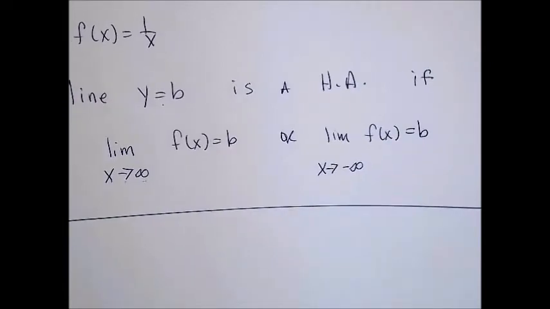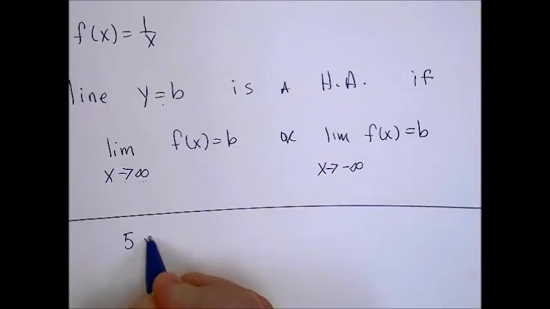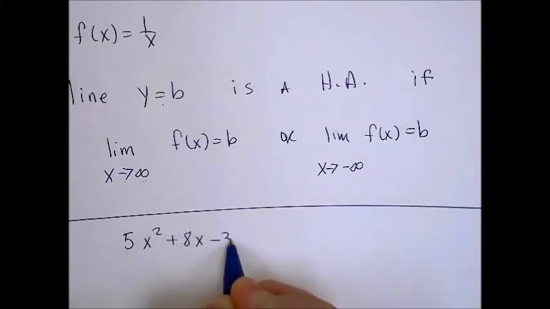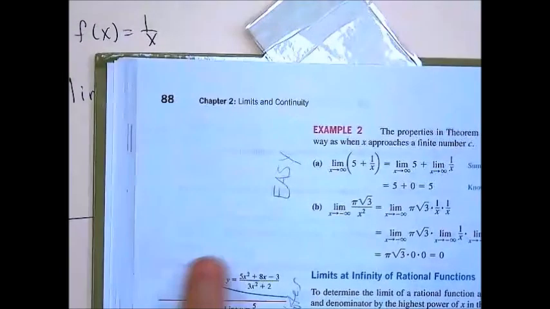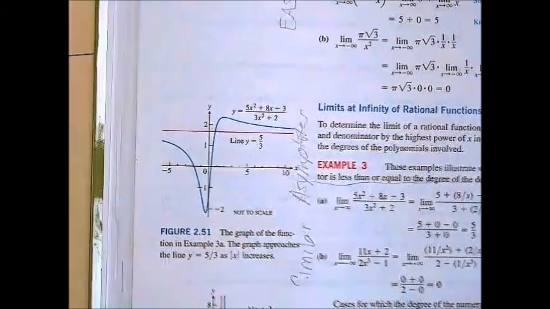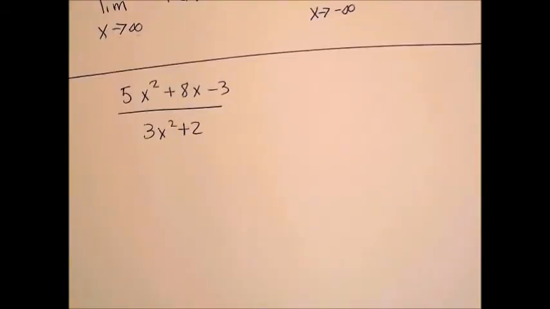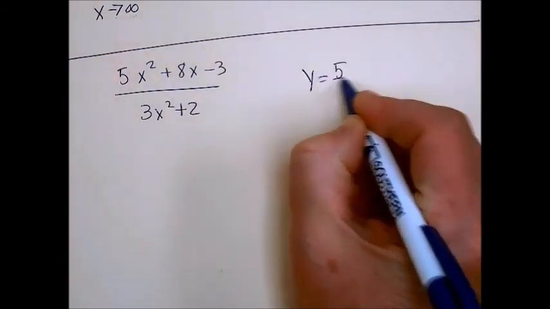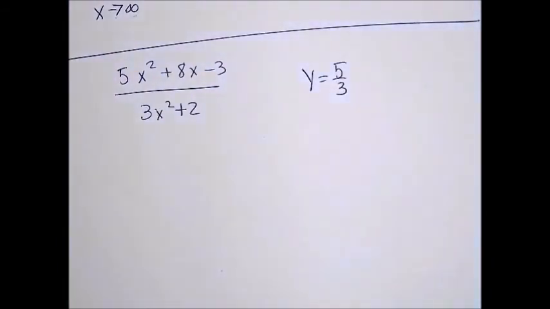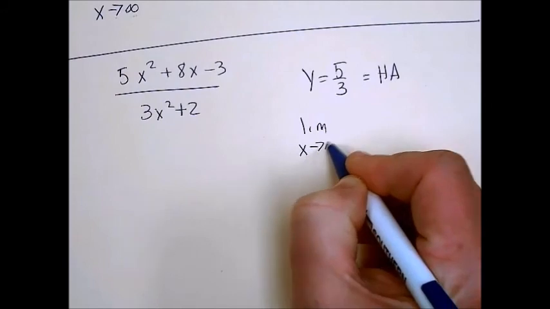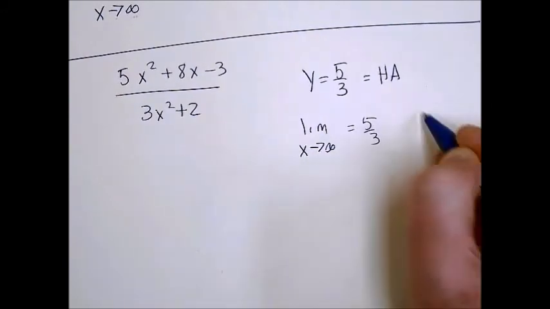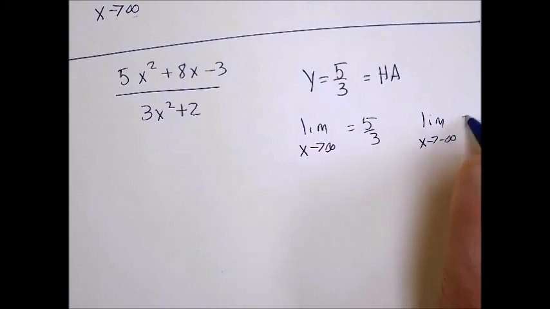The graph of this function that we just looked at, 5x squared plus 8x minus 3 over 3x squared plus 2. Let's look at its graph. Remind you that it's graphed here. It has the line y equals 5/3 as a horizontal asymptote, because the limit as x approaches infinity was 5/3 and the limit as x approaches negative infinity would be 5/3.